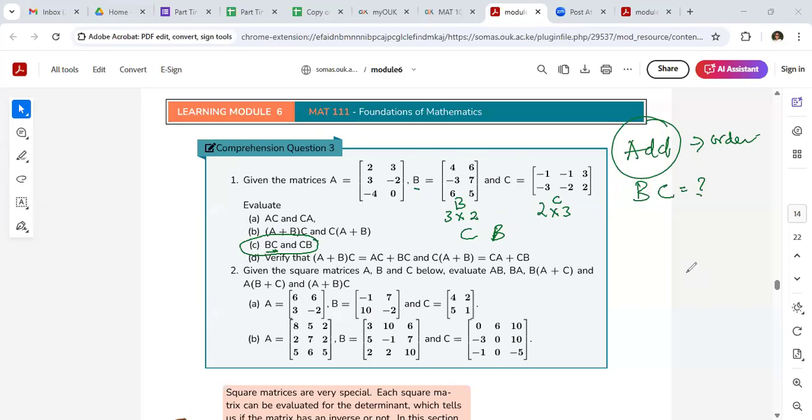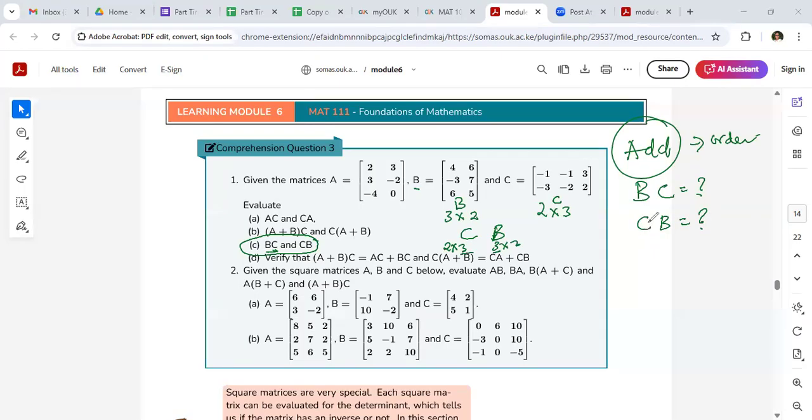Can you find the product? Yes, we can, because C is of order 2 by 3 and B is of order 3 by 2. So they are conformable for multiplication. So now I want us to split.